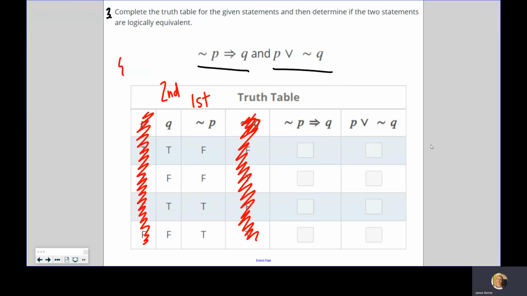All right, so the rule says for implications, it's almost always going to be true. The only way it's going to be false is if you have T first and then F second. So let's see if we have a T first and an F second. That's going to be false. The rest of them are going to be true. So here T, T, that one's fine. Here we have a T first and an F second, so that one's going to be false. The rest of them are going to be true.